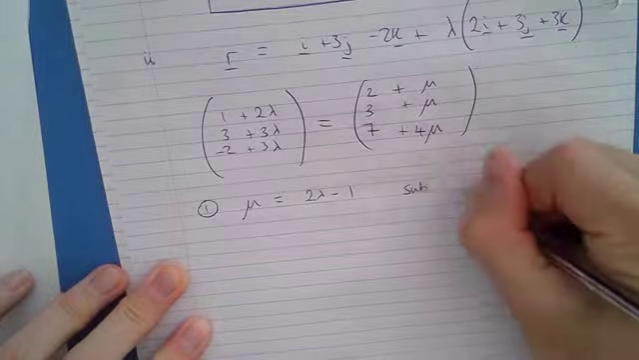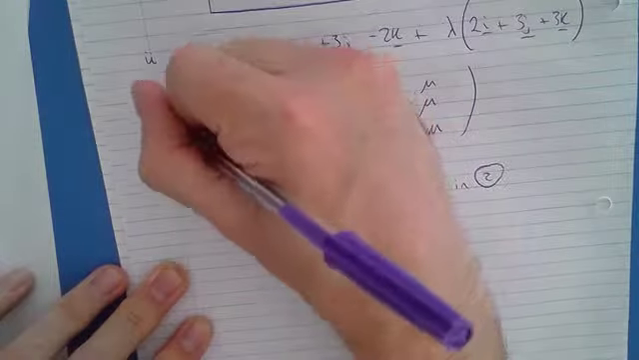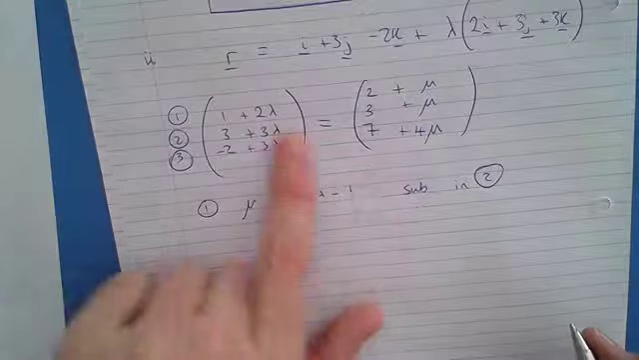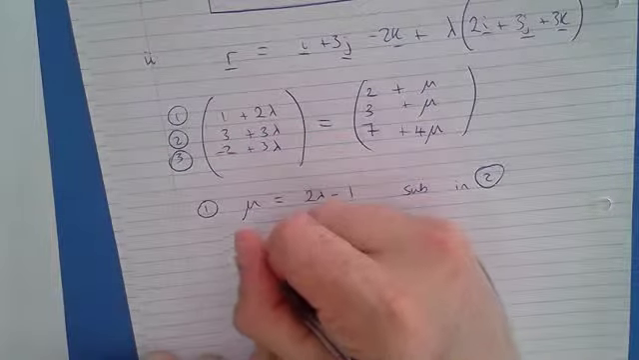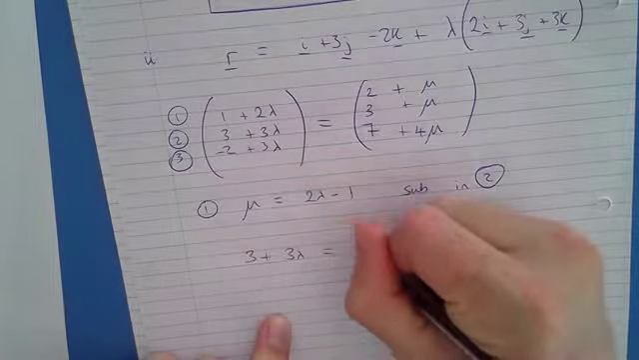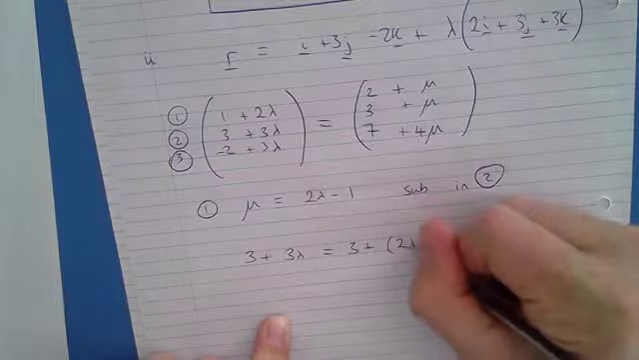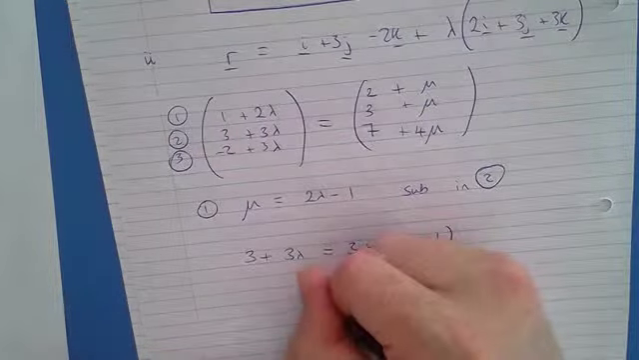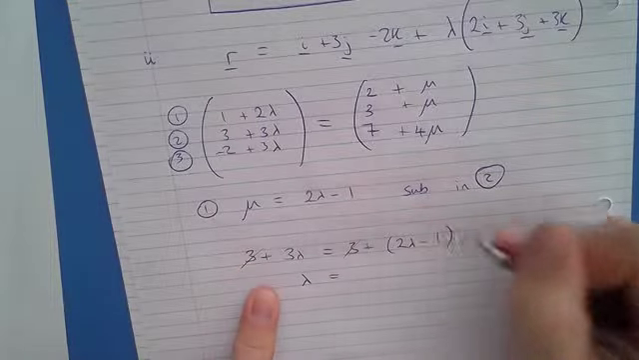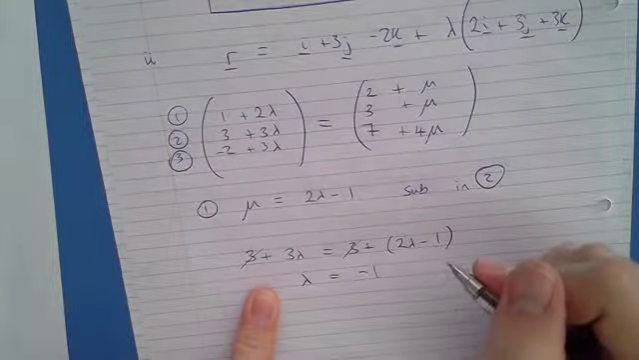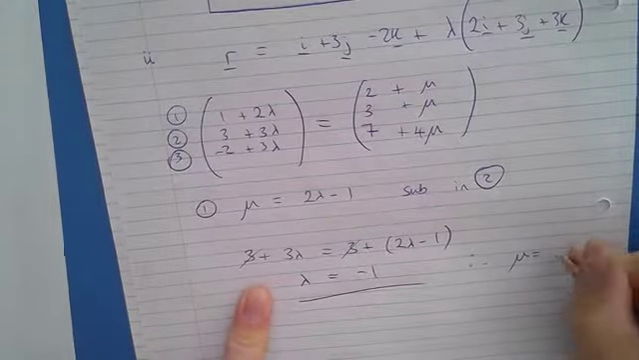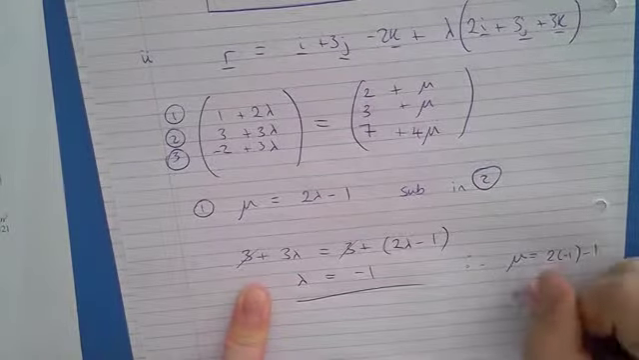And I'm going to sub that in 2. So that's going to be 3 plus 3 lambda is equal to 3 plus 2 lambda minus 1. So that's just going to be lambda. The 3's are going to cancel. Lambda equals minus 1. Therefore, mu is equal to 2 lots of minus 1, minus 1, so mu is minus 3.